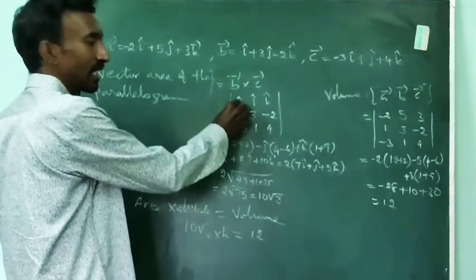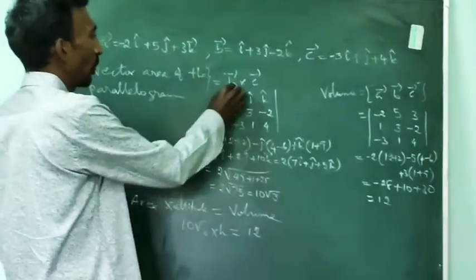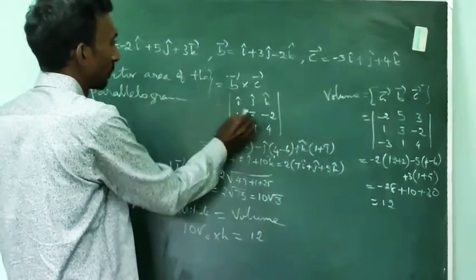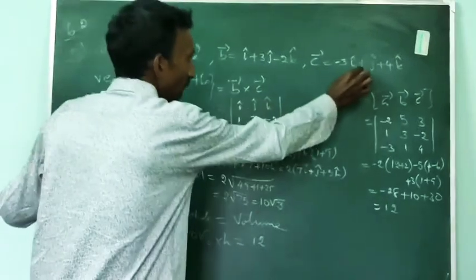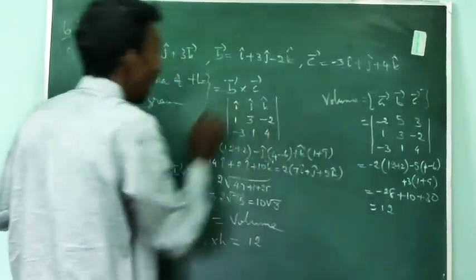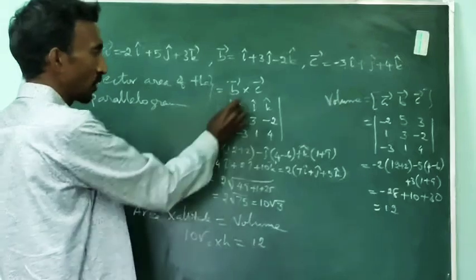First row the component vectors i, j, k. Second row B: minus 2, 5, 3. Sorry, B: 1, 3, minus 2. And the third row C: minus 3, 1, 4. So expand this determinant with respect to the first row.